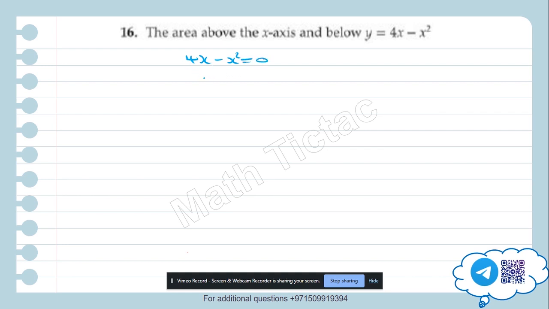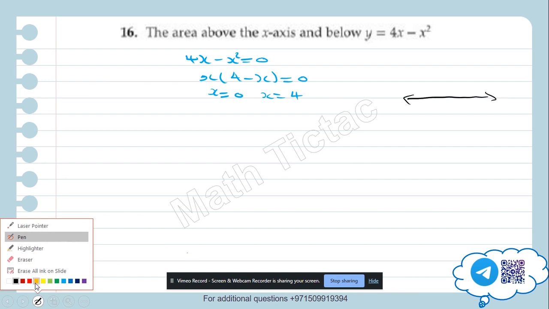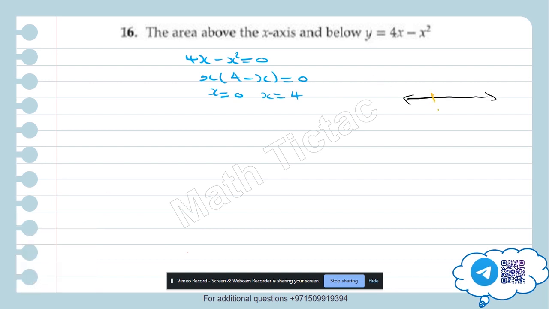And after that I will take x as a greatest common factor. So x, that will leave me with 4 minus x equals 0. And that will give me two zeros, x equal to 0 and x equal to 4. So straightforward to the number line. Okay, and here I have two values. So this is 0 and this is 4.